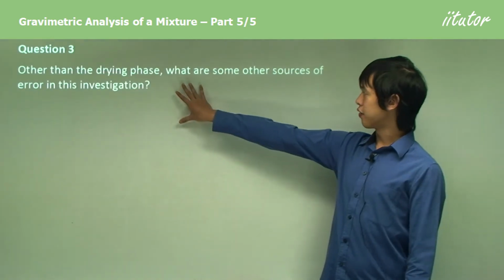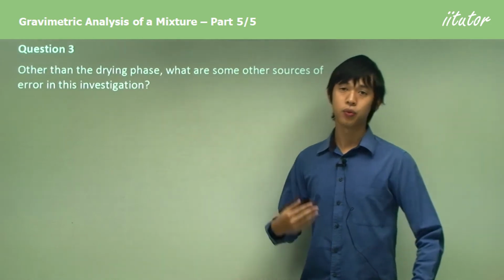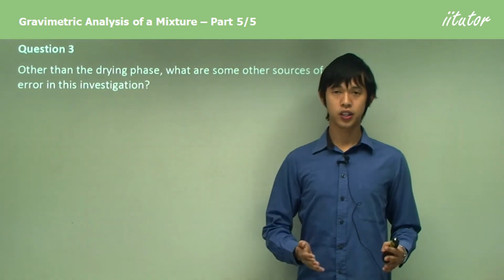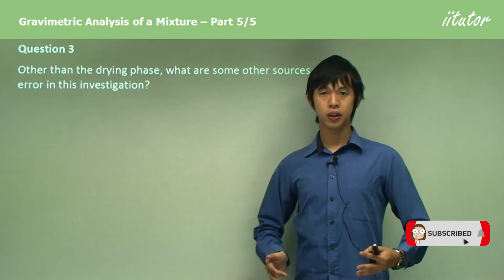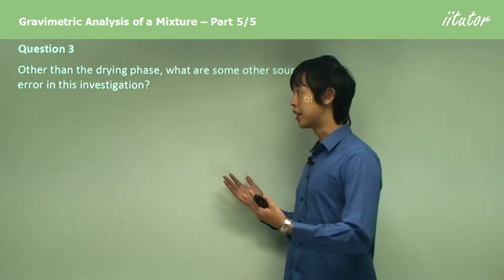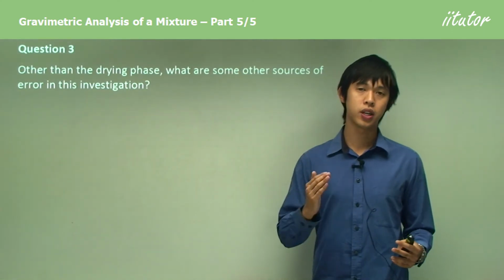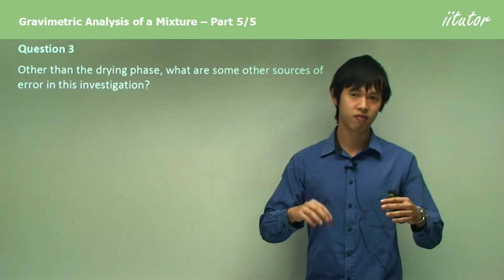So other than the drying phase, what are some sources of error in this investigation? Again, we're thinking about, well, the first question was about what are the variables? The second question was about what are some ways to improve the experiment? And this one is saying, well, even if we can't improve the experiment, we want to know where there is error.